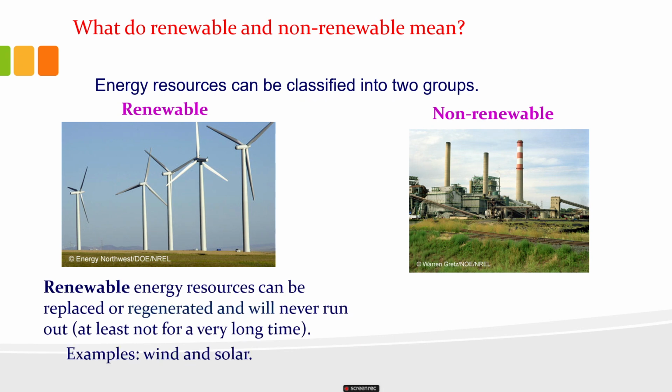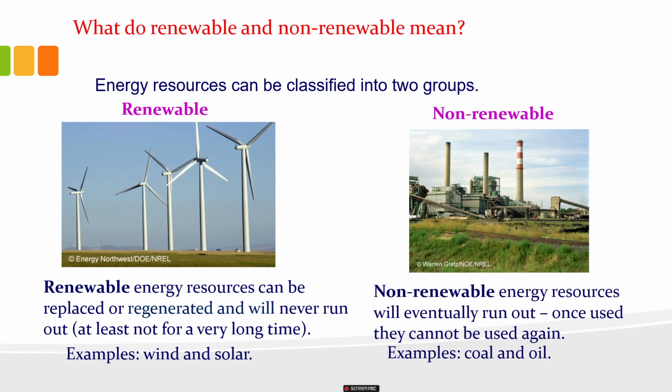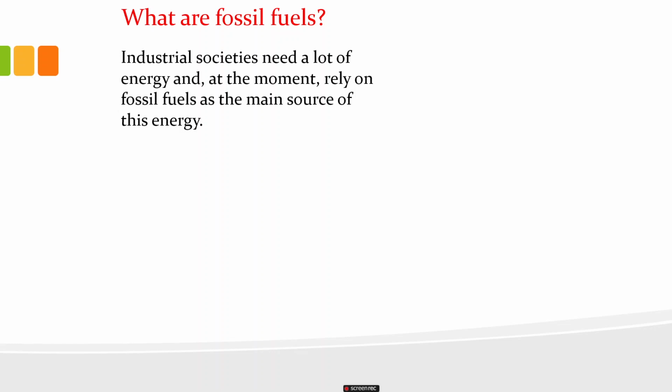The renewable energy resources can be replaced or regenerated and will not run out, at least not for a very long time. The examples for renewable energy resources are wind and solar. The non-renewable energy resources will run out shortly. Once they are used, they cannot be used again. The examples for non-renewable energy resources are coal and oil.